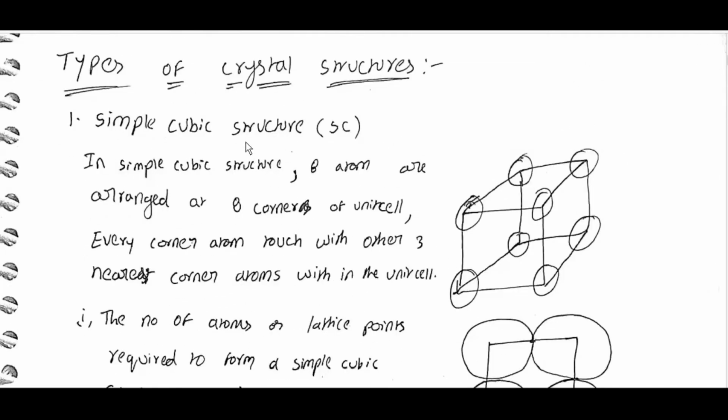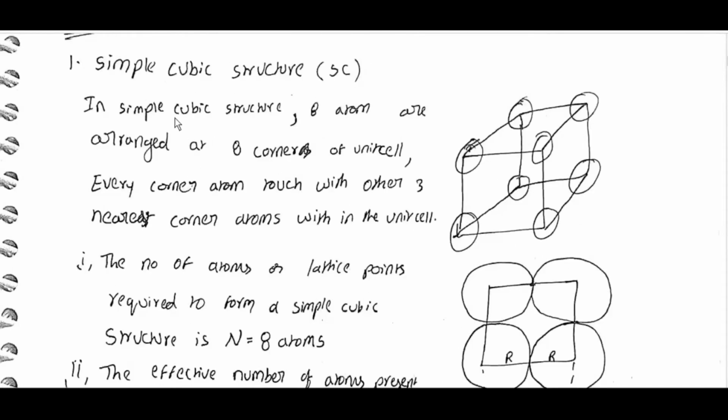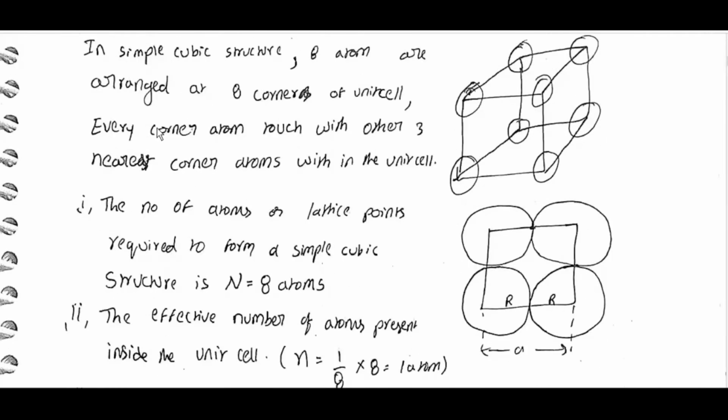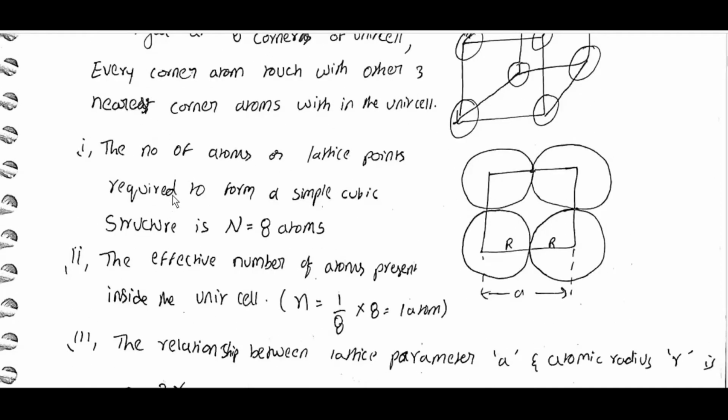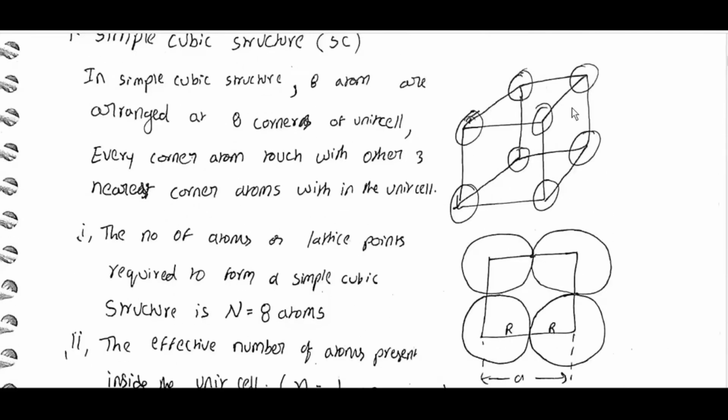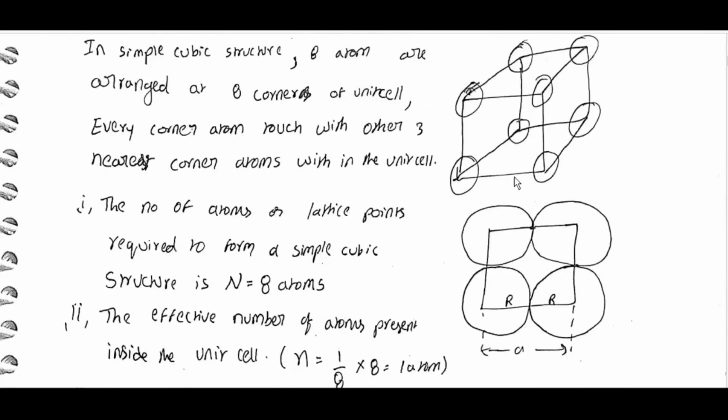Types of crystal structures. Simple cubic structure, SC. In a simple cubic structure, 8 atoms are arranged at the 8 corners of the unit cell. Every corner atom touches the other 3 nearest corner atoms within the unit cell. The number of atoms or lattice points required to form a simple cubic structure is n equal to 8 atoms. Here 8 atoms are required, top 4, bottom 4.